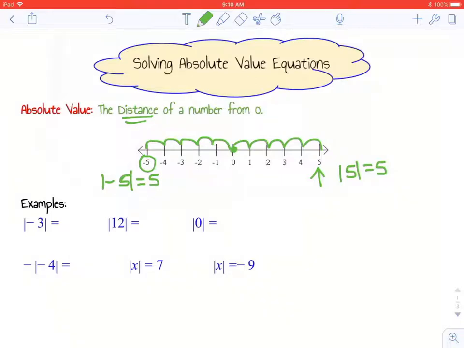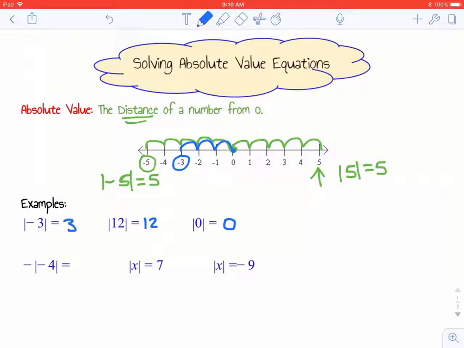So think about negative 3, the absolute value of negative 3. Here's negative 3, which is 3 units away from 0 on our number line. So the absolute value of negative 3 is positive 3. 12 would have a distance of 12 from 0. 0 has no distance, so that's just equal to 0.